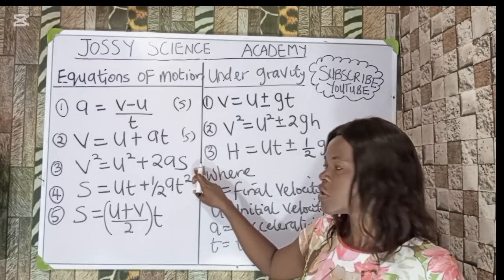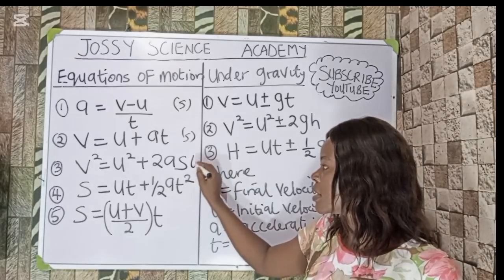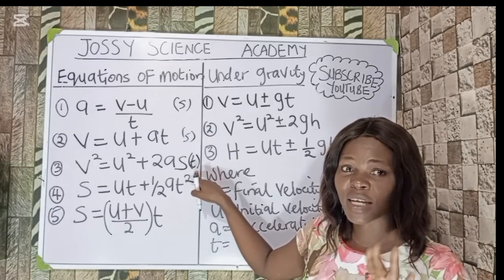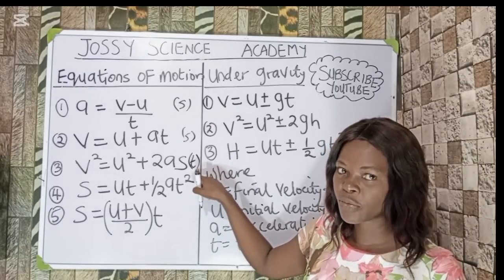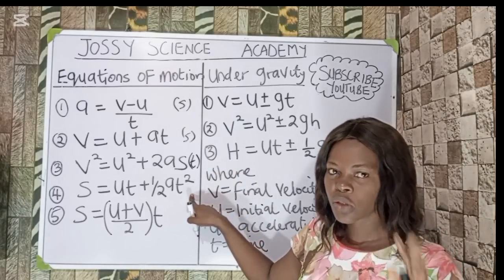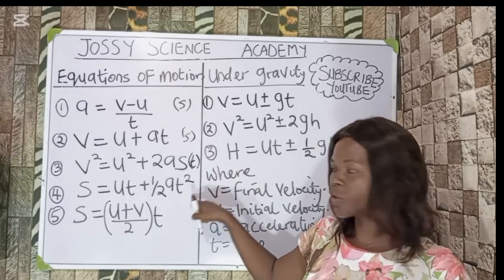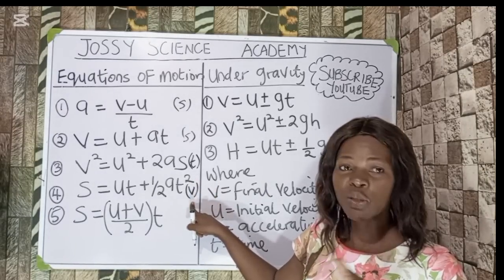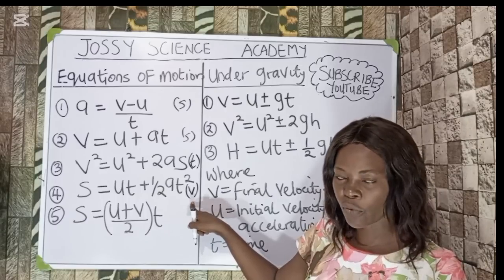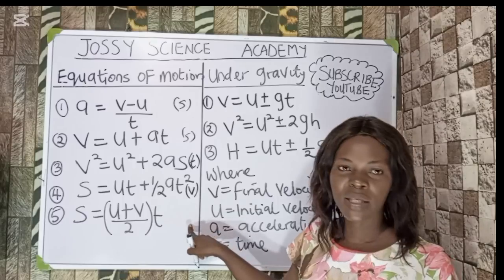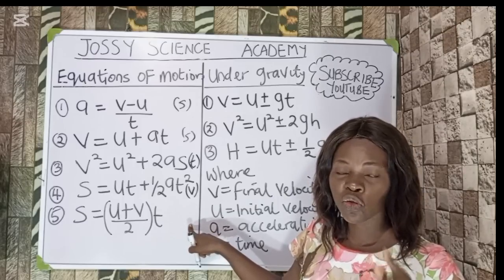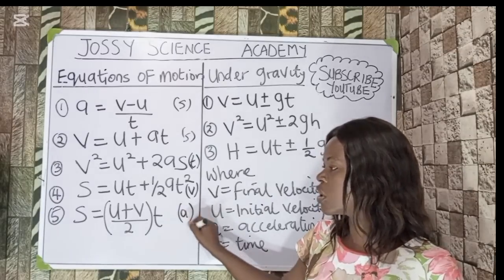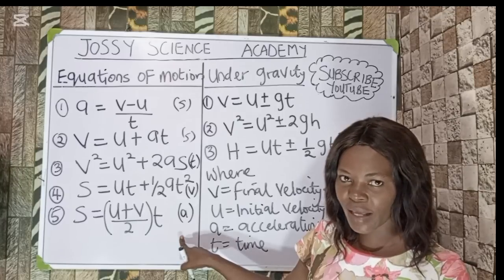The third equation, what is missing in it is T. T is the only thing that is missing. So if you have a question in motion and there is no time, this one can go for it. I hope that is clear. Now coming to the fourth one, what is missing in this fourth equation is V. If you have a question involving motion and there is no final velocity, just use equation 4. I hope that is clear. Now coming to the last equation, if there is no acceleration, you can use equation 5. I hope that is clear.